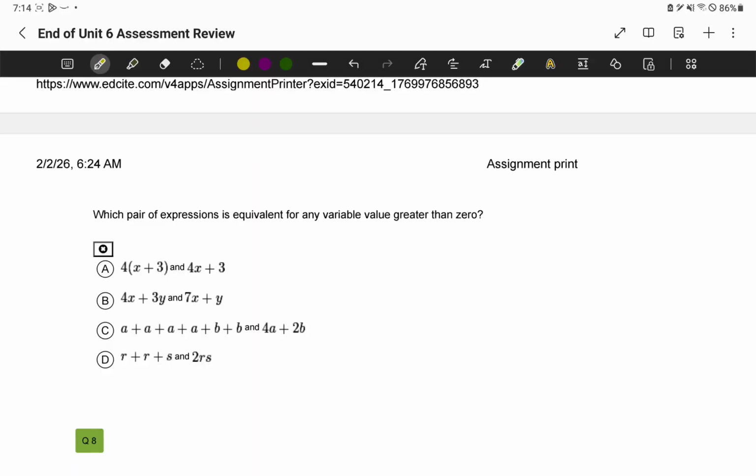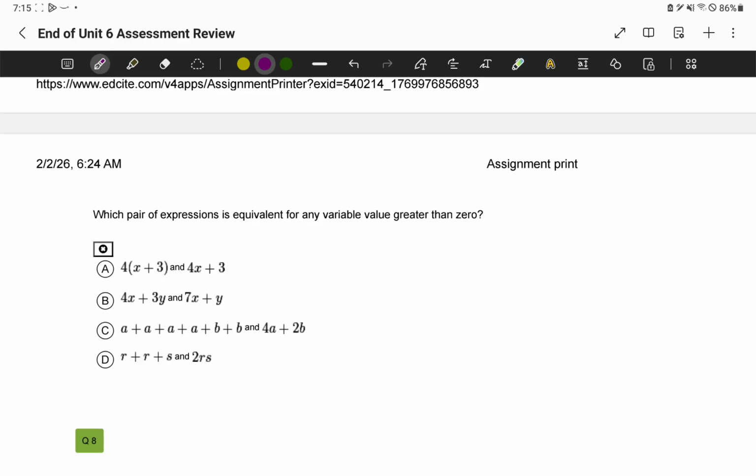Now, question 7. We've got a pair of expressions, and we want to find out which ones are equivalent for any variable value, so any number that is greater than 0. So if I plug in any number that's bigger than 0 for x and y, the two expressions will be the same.